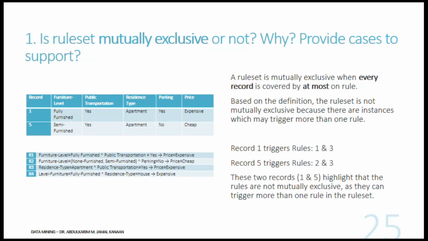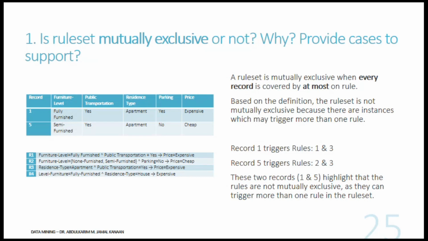Then we need to take the rules, 1 to 4, and go check. In order to be mutually exclusive, what is the condition? It says that a record must trigger at most one rule. So just go and check. If you find this is correct, then it's mutually exclusive. If you can find at least one record which can trigger more than one rule, then it's not mutually exclusive. End of the story. That's it. This is how you answer this question. This was in the replacement exam of last semester.